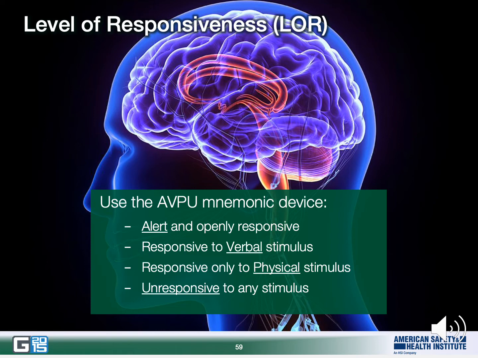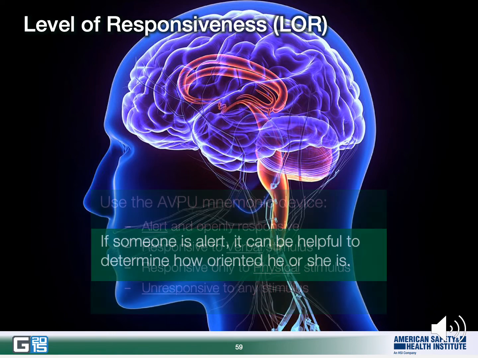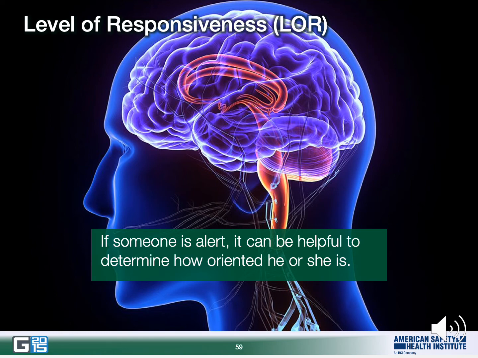ANO3, they're responsive to verbal stimuli, but they're not necessarily making sense. They're not alert. Responsive only to physical stimuli, that's level 2, that's the shaking, pinching, and then level 1 is unresponsive to any stimuli at all.